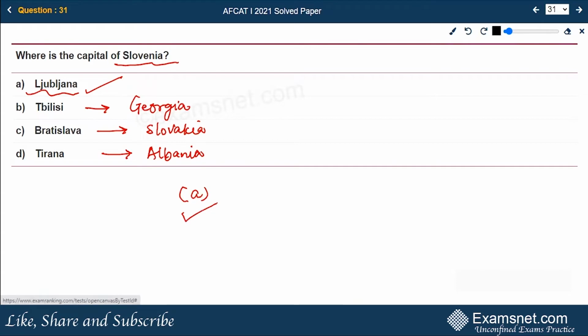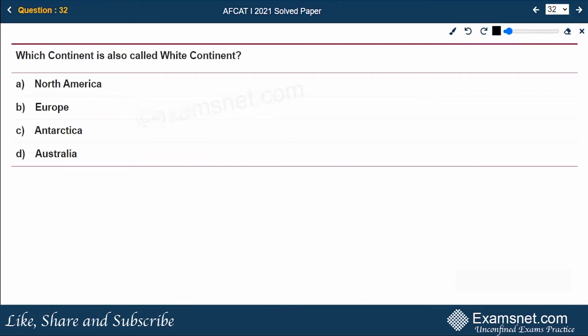Next, question number 32. Which continent is also called white continent? Antarctica. Antarctica is the continent which is called white continent. Why? Because it remains covered with snow and thick ice sheets all throughout the year.